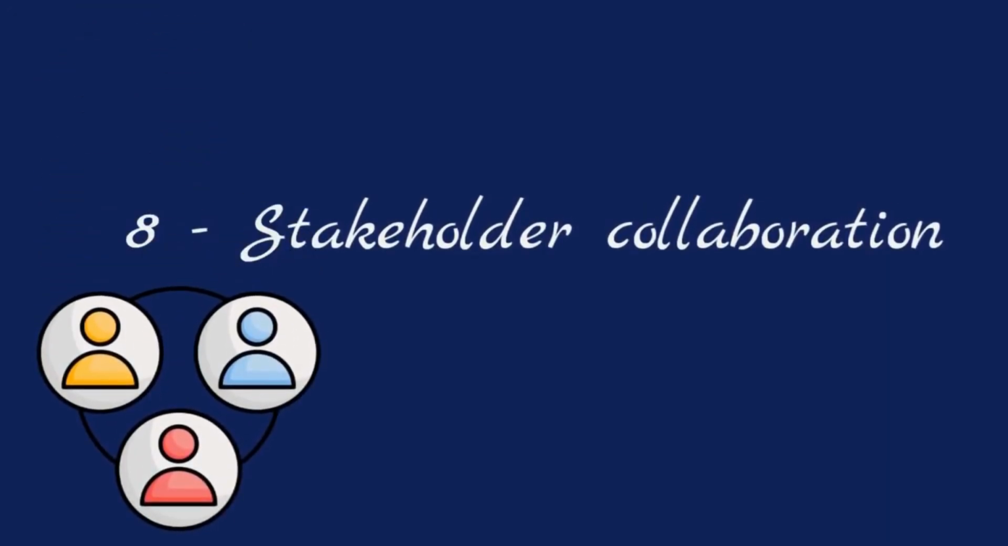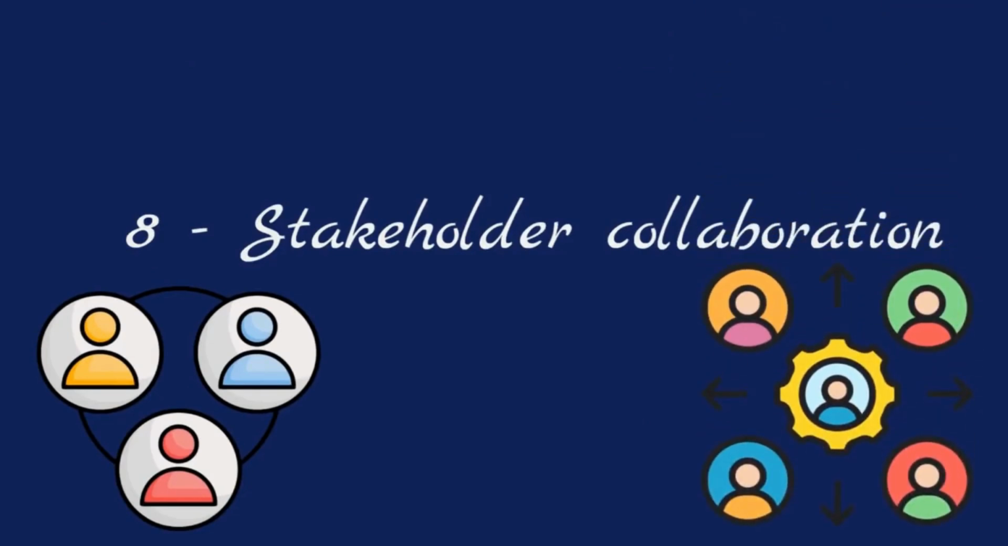Step 8. Stakeholder collaboration. Engage relevant stakeholders such as customers, executives, developers, designers, and product owners in the prioritization process. Ensure a well-rounded approach to prioritization by gathering their insights, perspectives, and feedback.